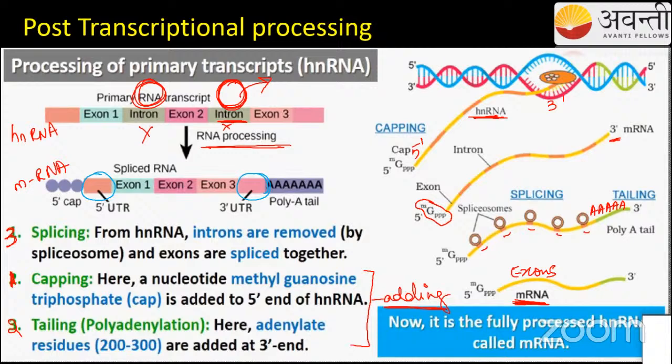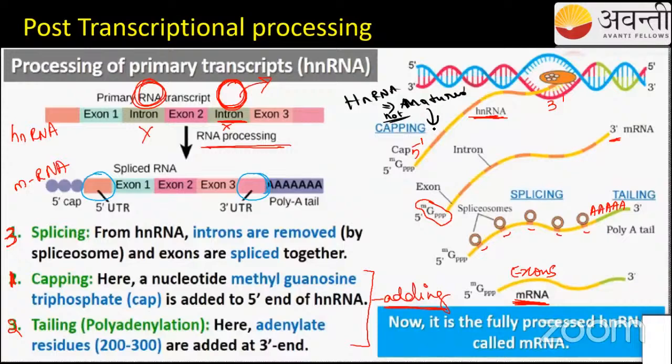Always remember, in the prokaryote, the mRNA comes directly from transcription, right, guys? But in the eukaryote, the mRNA is not produced directly. The product of transcription is only the hnRNA, heterogeneous nuclear RNA. We call it hnRNA, right, guys? This hnRNA is not active, it is not matured.